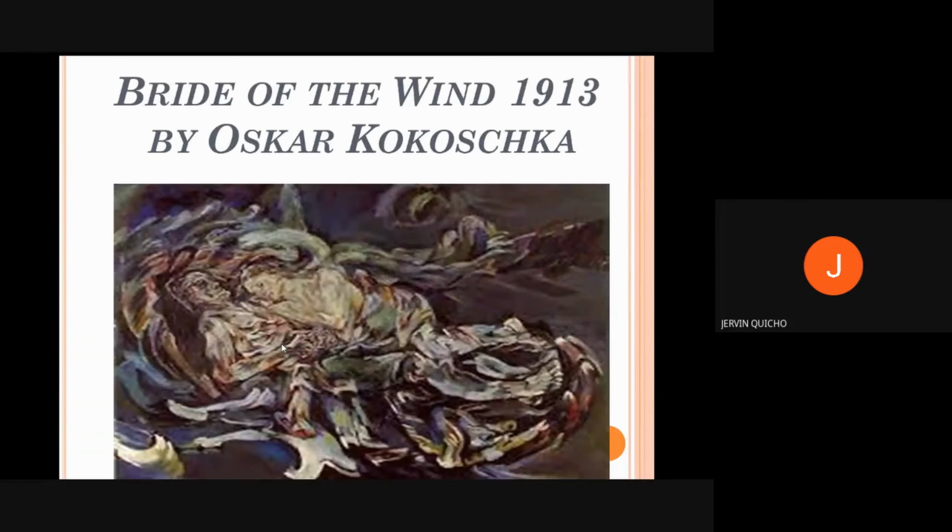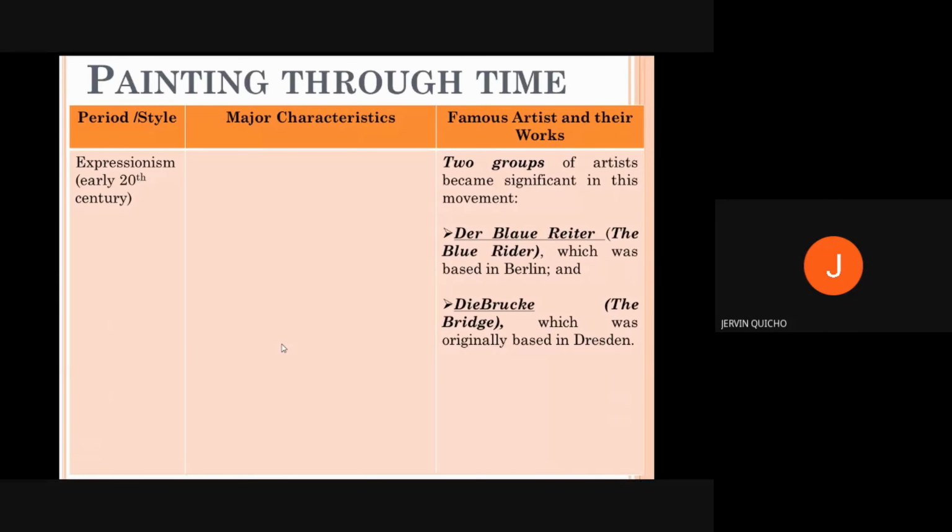The Bride of the Wind, I'm not sure if her groom is still alive, or you see the bride wants to be with her groom, with her husband, that we can see. Next is expressionism still. So we have The Bridge and The Blue Rider. This is significant also, that it didn't happen before.